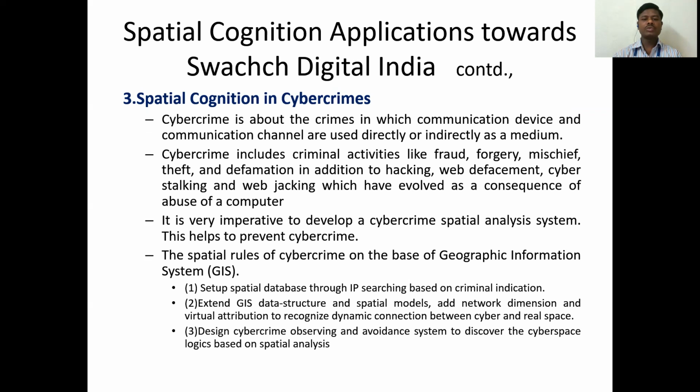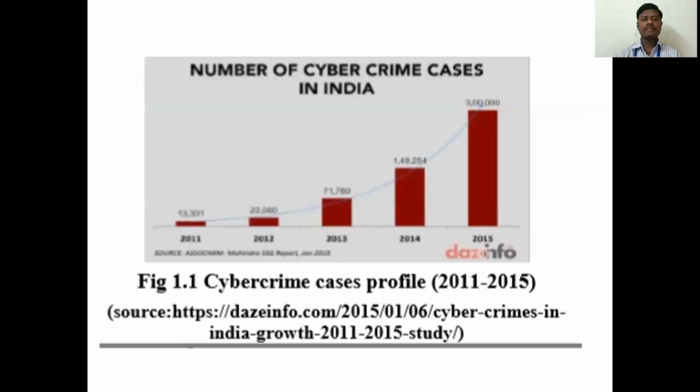It is very imperative to develop a cybercrime spatial analysis system. This helps to prevent cybercrime. The spatial rules of cybercrime on the basis of geographic information system: set up spatial database through IP searching based on criminal indication. Extend GI data structure and spatial models, add network dimension and virtual attribution to recognize dynamic connection between cyber and real space. Design cybercrime observing and avoidance system to discover the cyberspace logics based on spatial analysis.